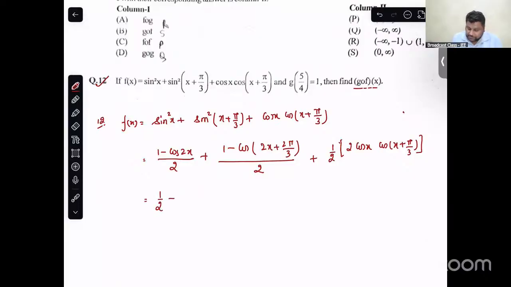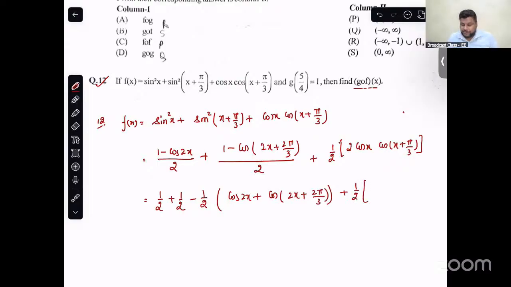So it is 1 by 2 plus 1 by 2 minus 1 by 2 times cos 2x plus cos 2x plus 2 pi by 3 plus half of. All right, let's apply it to cos A cos B. So it will become cos A plus B plus cos A minus B. So cos A plus B will be 2x plus pi by 3 plus cos A minus B will be cos pi by 3.